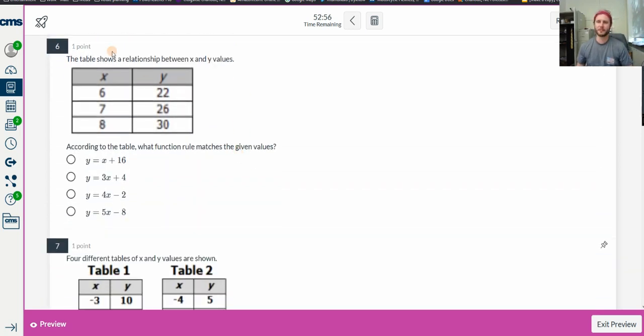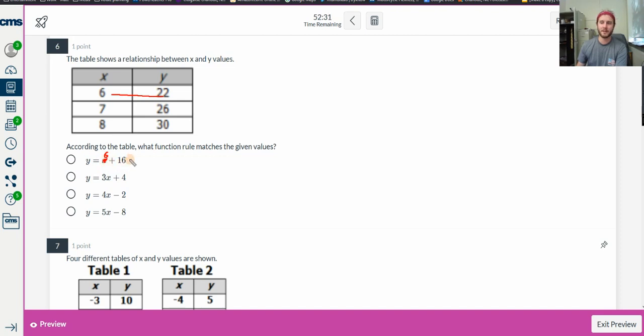For number 6, this table shows the relationship between x and y values, and it's asking which equation or which function matches the given values. Same as the problem before, we're just trying to see which one of these equations works. So I'm going to just pick the smallest one, 6 and 22. So if I replace my x value with a 6, this should equal 22.